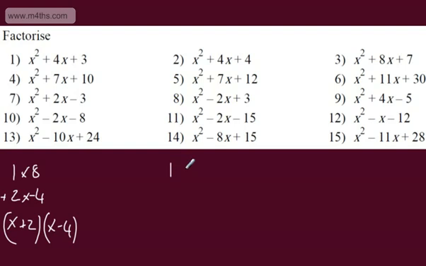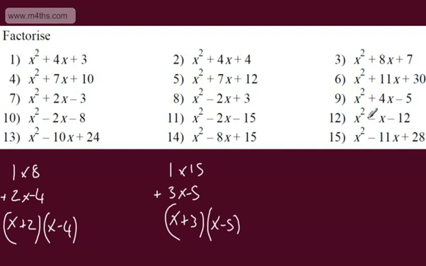Two numbers that give us minus 15 when multiplied and add to give now minus 2. If we consider 15, we could have 1 times 15, 3 times 5. Nothing else is going to work. So if we want minus 2, if we make this a plus and that a minus, that's going to give us minus 2 when we add it. So x plus 3, and then x minus 5. If we expand that out, we'll get x squared minus 2x minus 15.